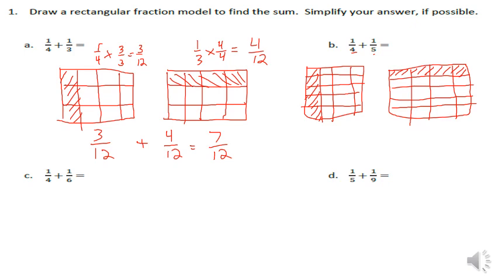So now we can see we have 1, 2, 3, 4, 5 out of 20, plus 4 out of 20, which gives us 9/20.